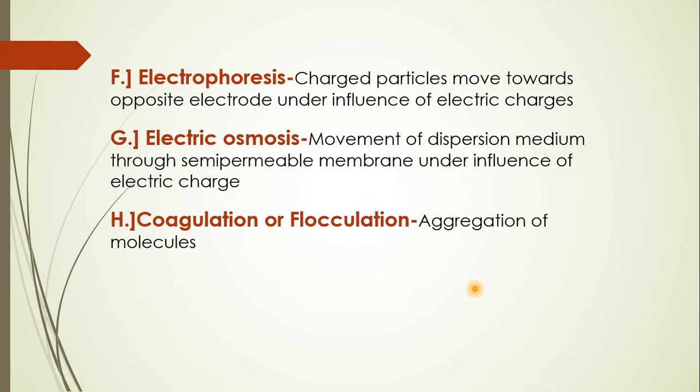Then the next important property is that these colloidal particles can be separated with the help of electrophoresis. Now, what is electrophoresis? It is a phenomenon by which the movement of particles is towards the opposite electrodes, and this is because of the influence of electric charges under the electric field. Because these dispersion particles are charged particles, it is very easy for us to separate them with the help of electrophoresis.